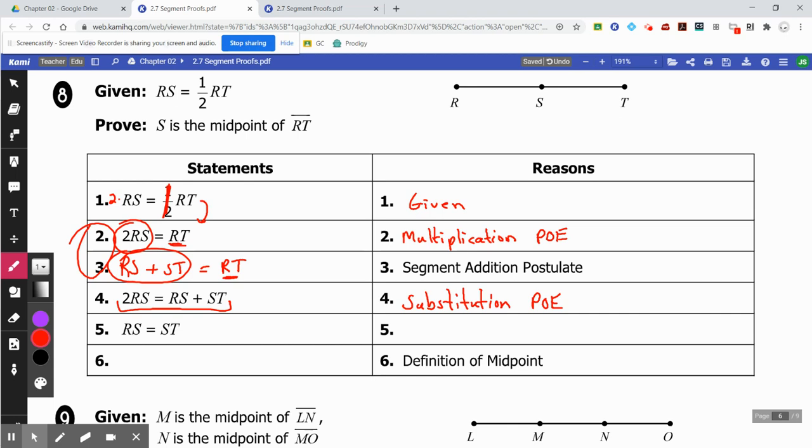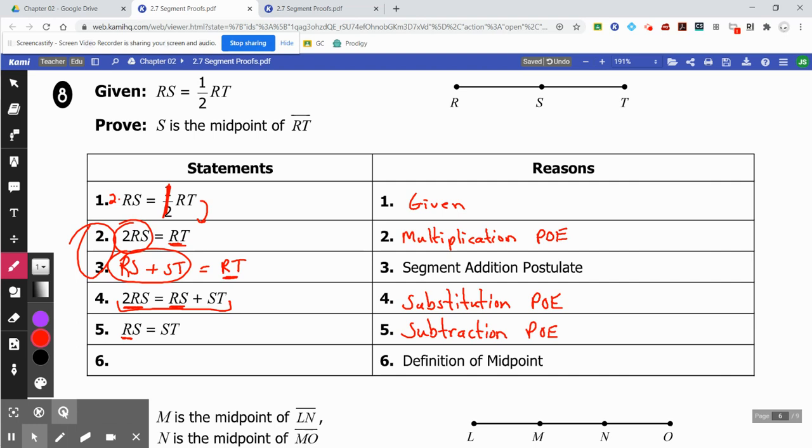So what we've done from step number 4 to step number 5 is we've gotten rid of an RS on both sides. And how do we get rid of an RS? We take it away. We subtract it off. If you take away an RS from two RSs, you're left with one. If you take away an RS from this side, you're left with just the ST. So that's going to be your subtraction property of equality.